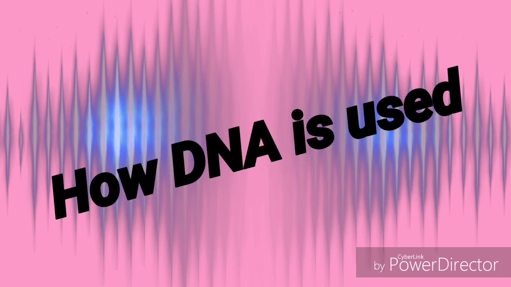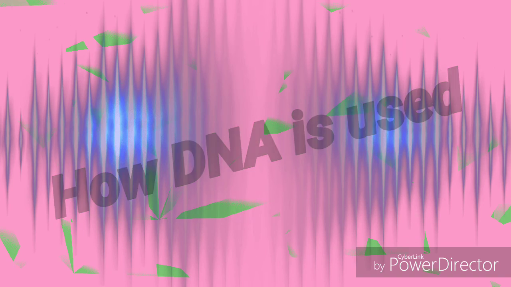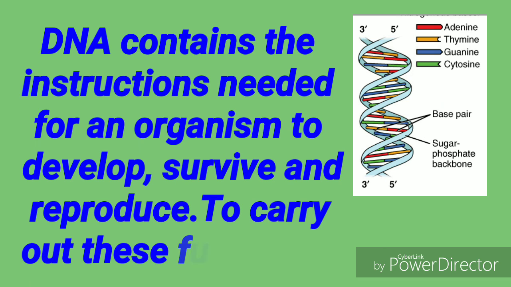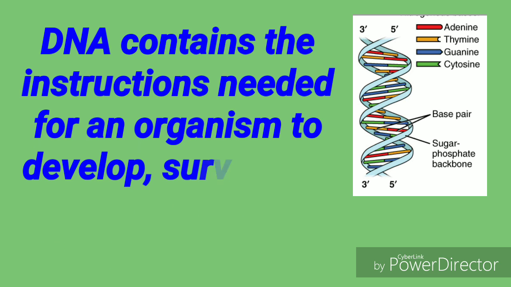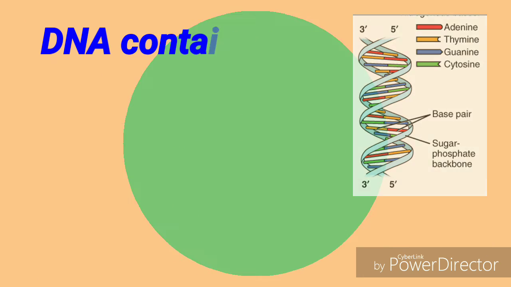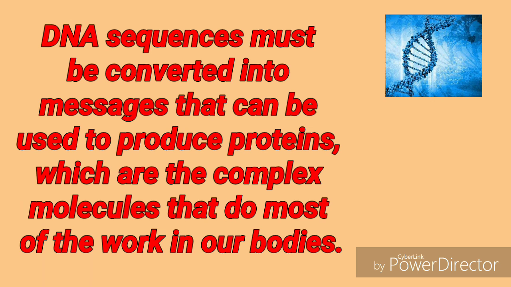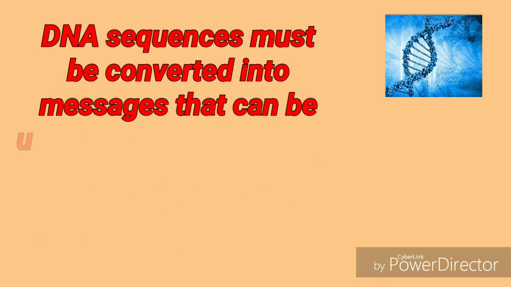How is DNA used? DNA contains the instructions needed for an organism to develop, survive, and reproduce. To carry out this function, DNA sequences must be converted into messages that can be used to produce proteins, which are the complex molecules that do most of the work in our body.